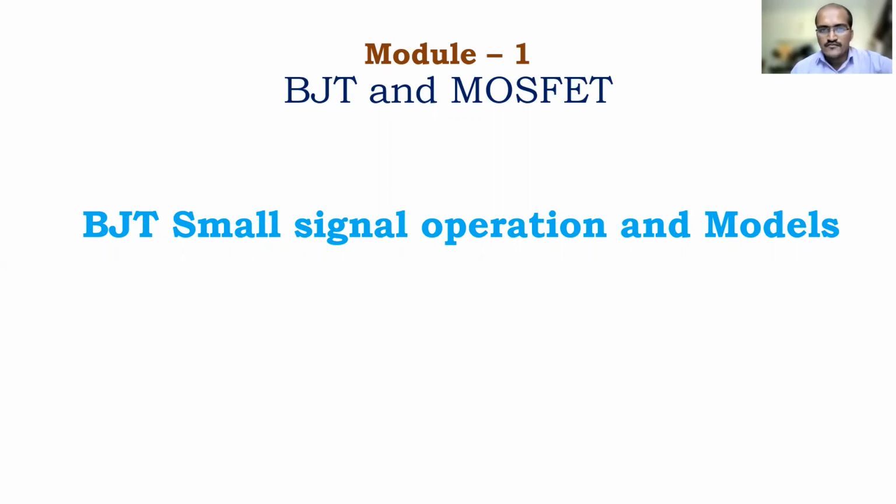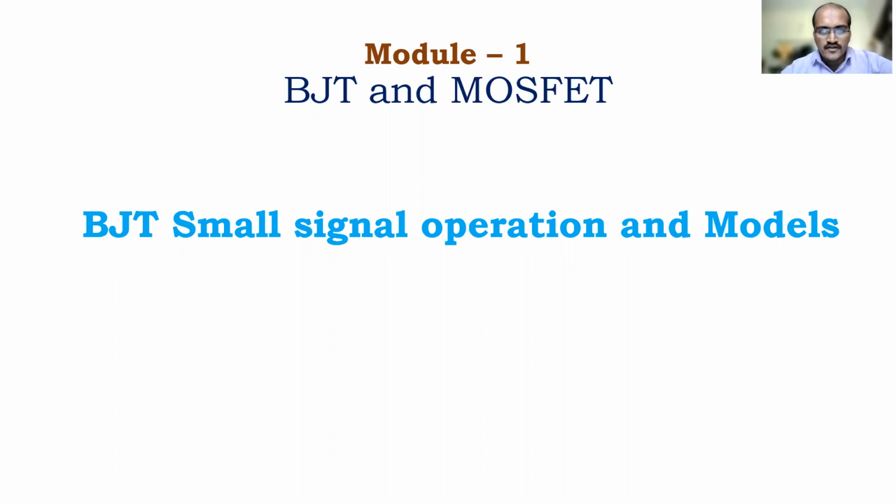Now we'll go to the second part of this BJT, about small signal operation and models. This is nothing but AC. In any circuit there will be an instantaneous voltage, which has DC as well as AC. We could not study both together, as you would get confused. That's why we took DC first. That is DC analysis, which is nothing but the biasing circuits.